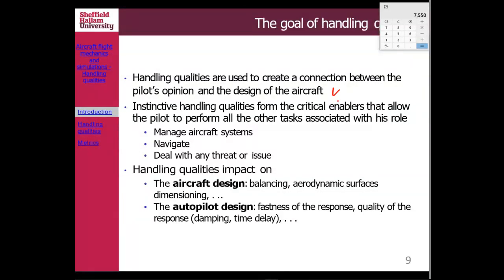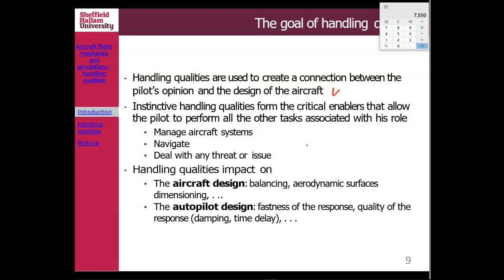Now, you will see later on why it is quite challenging when you try to assess the handling qualities, because you need to ask the pilot opinions. Asking people's opinions, as you can see, is quite subjective, right? So, we're going to talk about that later.